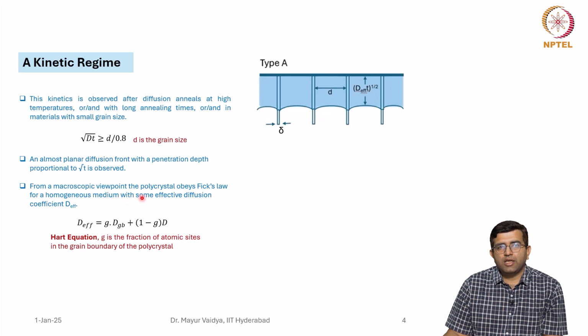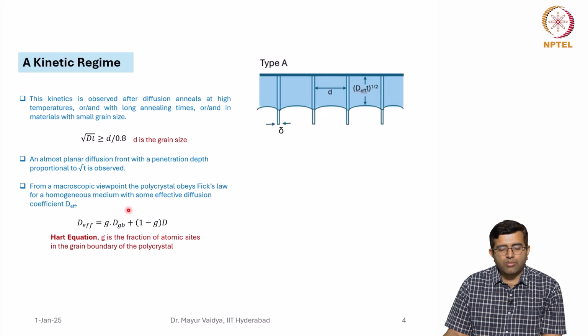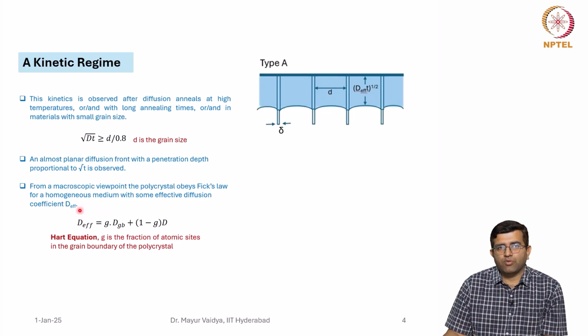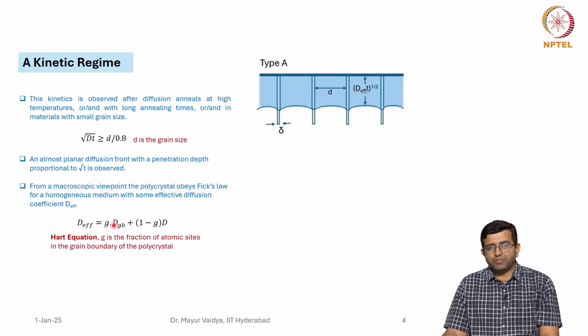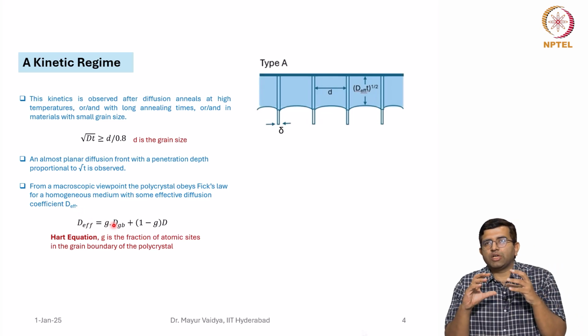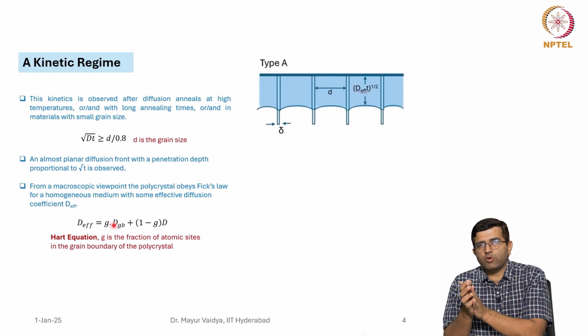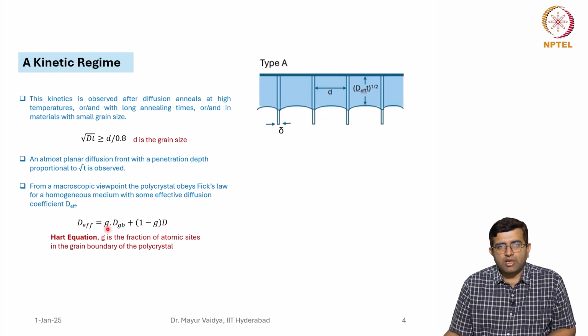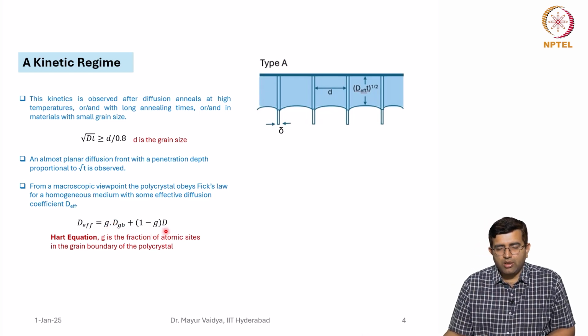Now, as I said, from a macroscopic point of view, this obeys Fick's law with some effective diffusion coefficient D effective, and this D effective is actually a combination of the grain boundary diffusion coefficient and the lattice diffusion coefficient. So, this D effective is written as g into Dgb plus 1 minus g into D, which is known as the Hart equation, and g is the fraction of atomic sites in the grain boundary of the polycrystal. So, what you measure here in this type A regime is basically an effective diffusion coefficient.